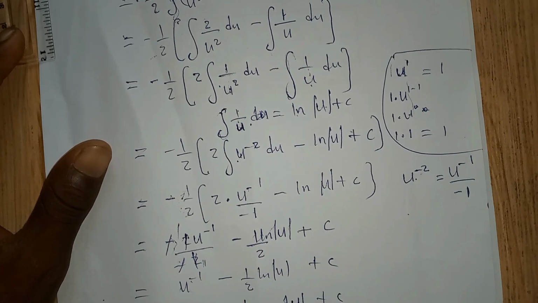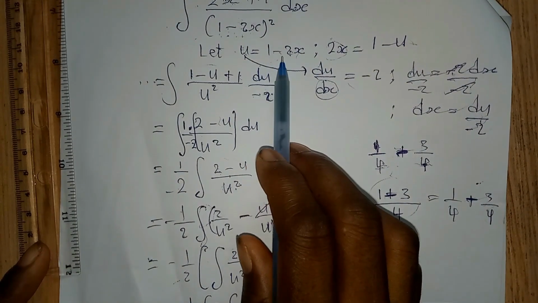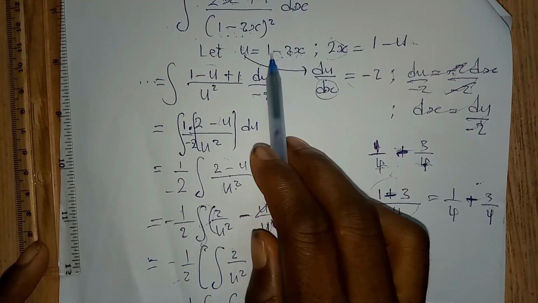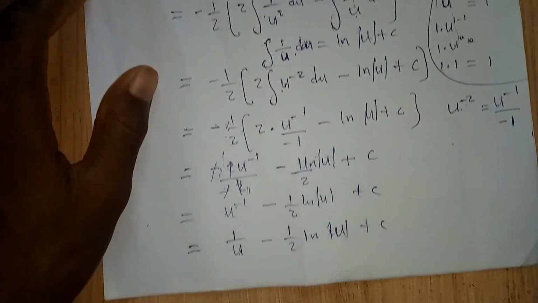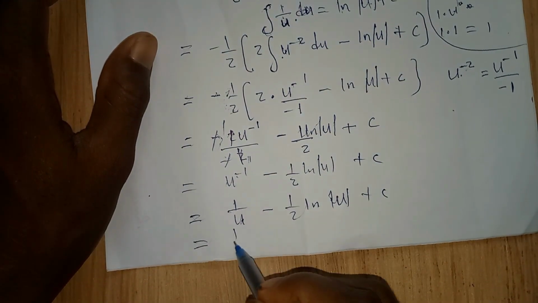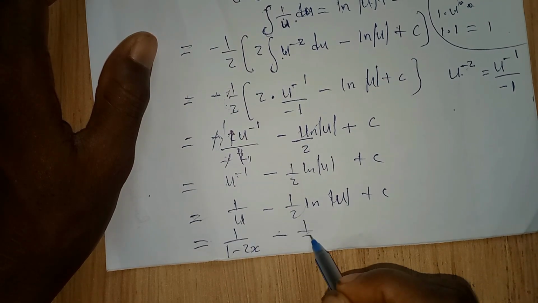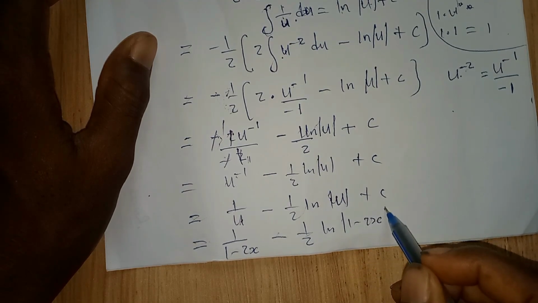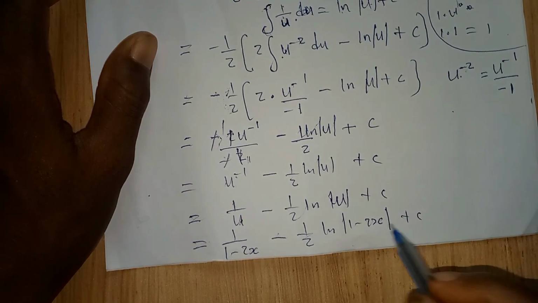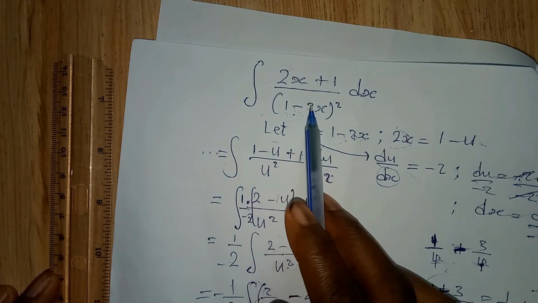Plus c, but initially we said let u be equal to 1 minus 2x. So we are going to bring this back to the final problem, and that becomes our answer. So we have 1 over 1 minus 2x minus half ln 1 minus 2x plus c. This final expression becomes the answer to the given problem.